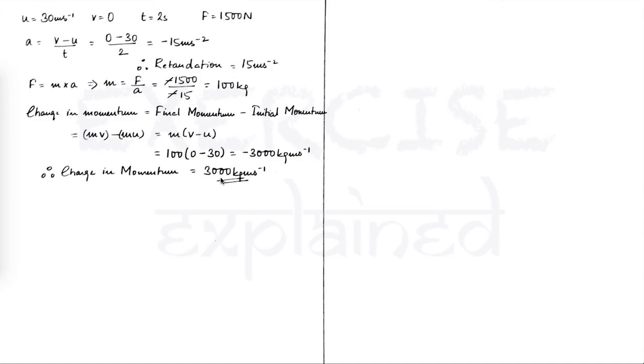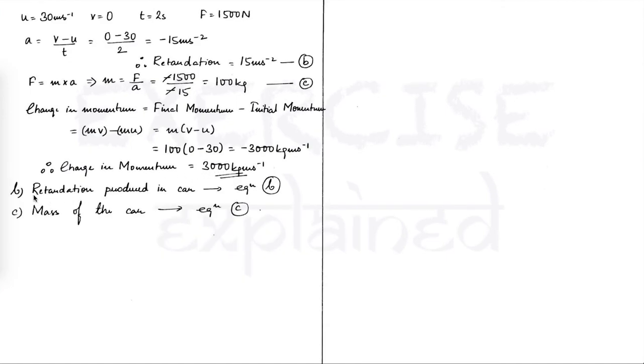So the B part of the question had asked retardation produced in the car. So that we have got it here, 15 meter per second square, as you can see here. And then the C part had asked mass of the car. That also we got it here. So that was 100 kgs. So I have marked it with equation B and equation C. So that completes this video.